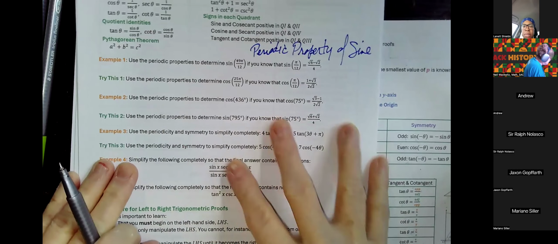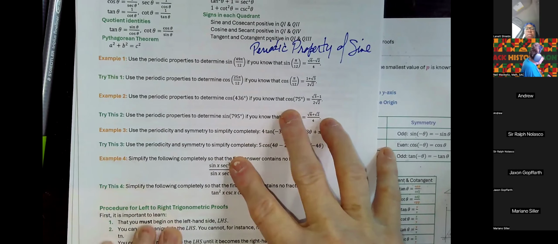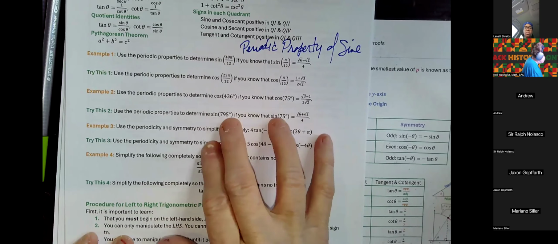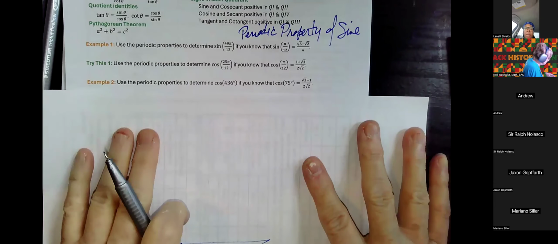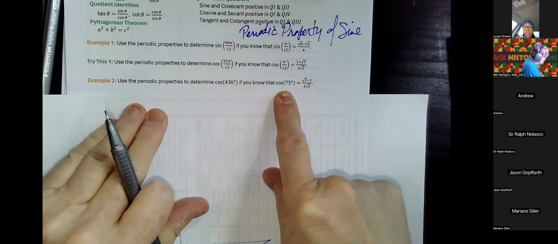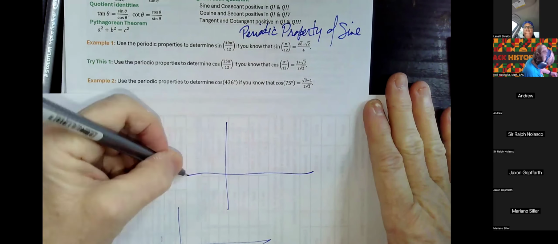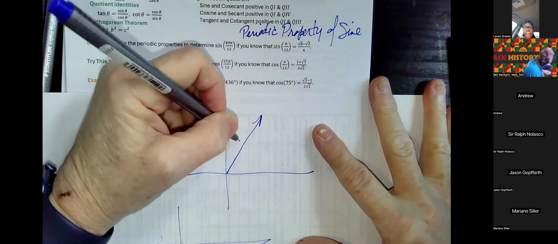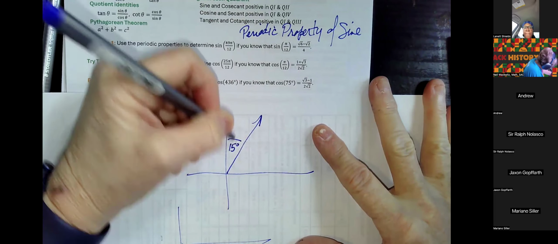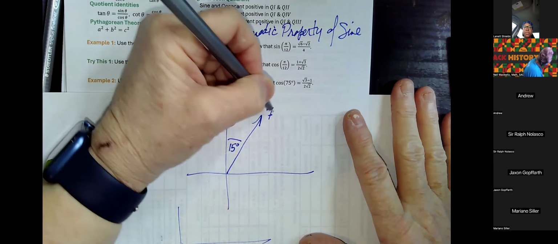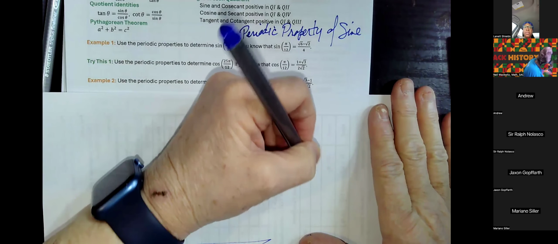So let's look at, to me, these are harder with degrees. But let's just briefly look at, we're starting at the cosine of 75. So that's 15 degrees away from 90. This is 90 degrees, 75 degrees. Let me see what it is.